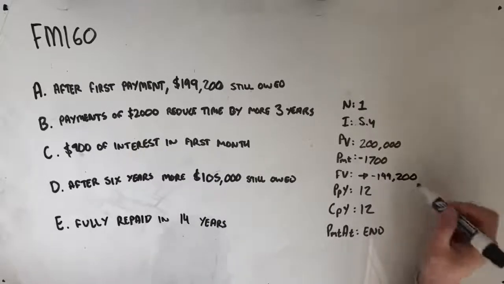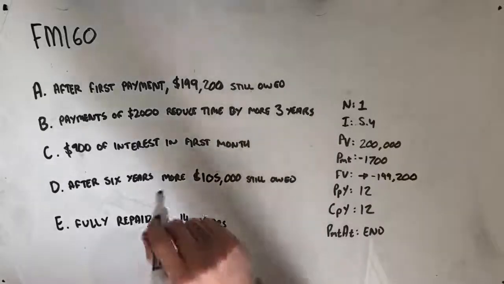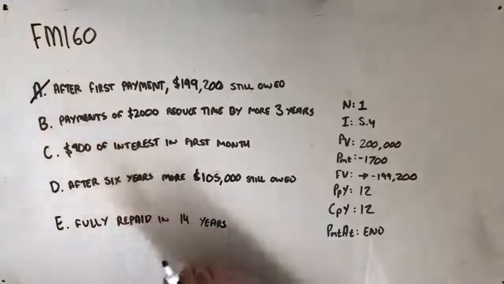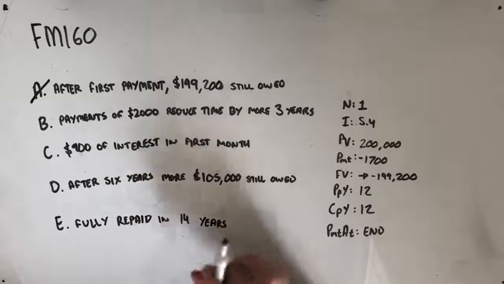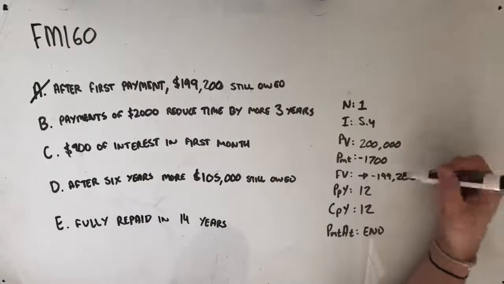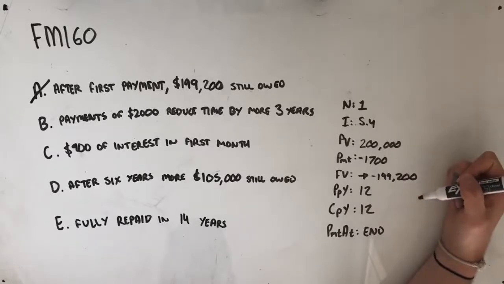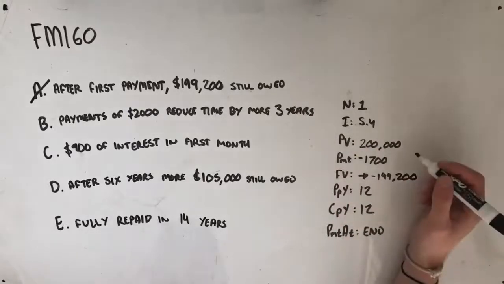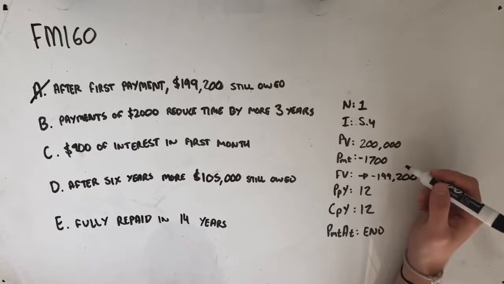200, which tells us that A is true, and for that reason is not our answer, because we're looking for which of the following statements is not true. So we can see here that after one payment, still owe $199,200. A is true, which means it is not our correct answer.